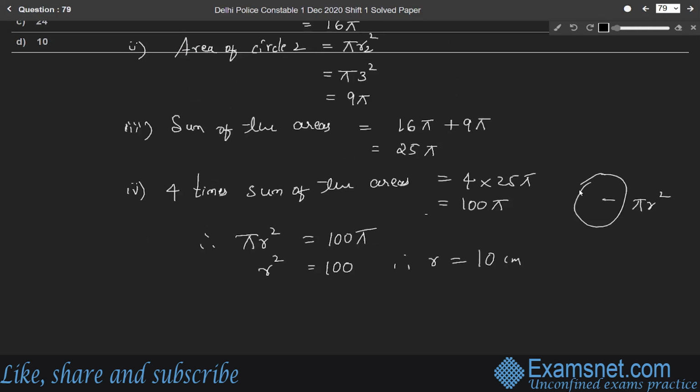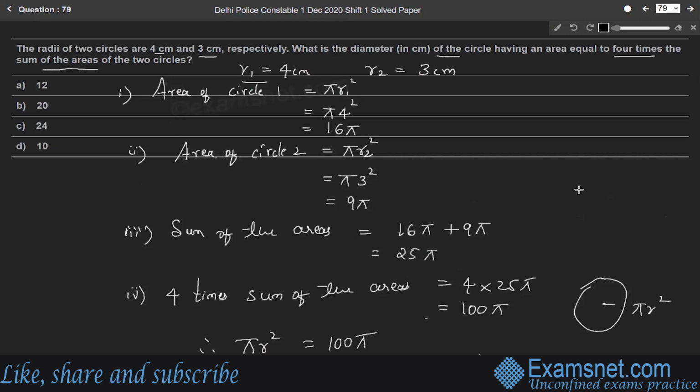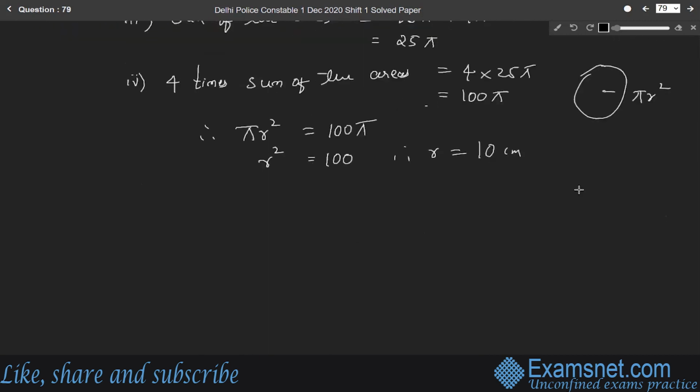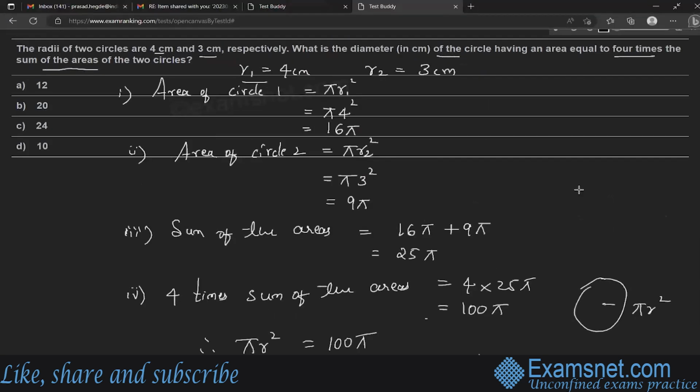So the question is, what is the diameter of the circle having this area? So diameter d is equal to 2r, which is 20 centimeters. Therefore, the answer is option B.